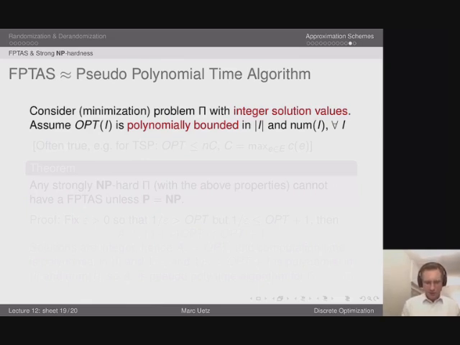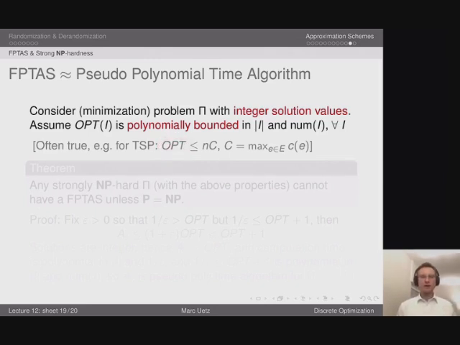And let's also assume that the optimum solution value on any instance is polynomially bounded in the encoding length of the instance and the largest number that appears in the instance. Okay, so just to make that concrete, think about the traveling salesman problem. Okay, so what is the optimum solution value? That's the sum of the lengths of edges in the graph, right?